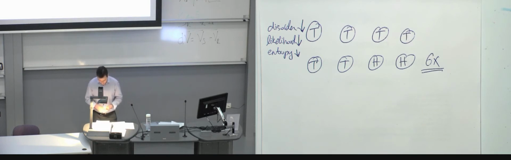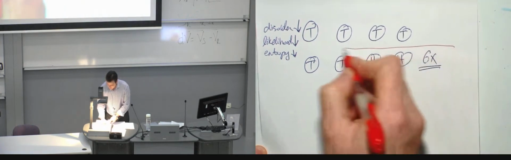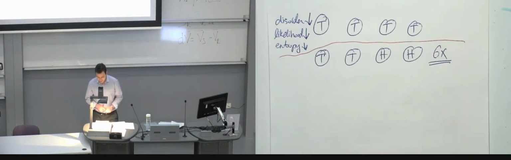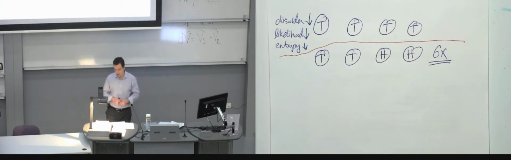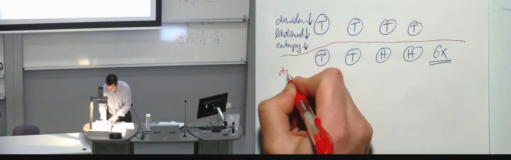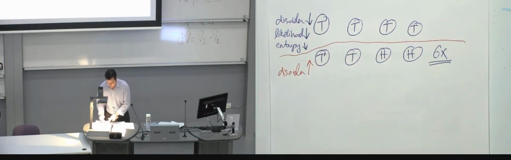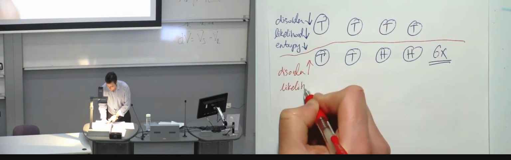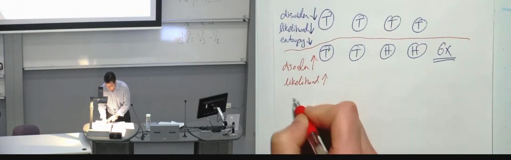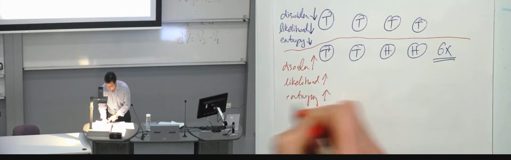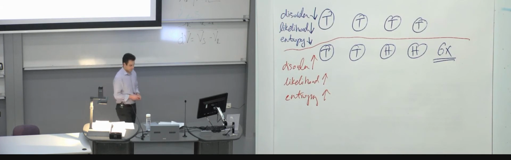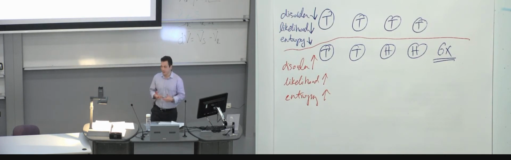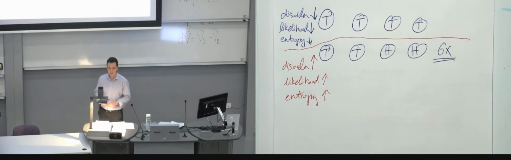And for this case, which is six times more likely to get, the level of disorder is actually higher, because you've got two types, and therefore you have higher disorder. The likelihood is actually going to be higher. As a result, entropy is going to be higher as well. And the fact that by nature this is six times more likely to happen means that naturally, things will actually move towards higher entropy.